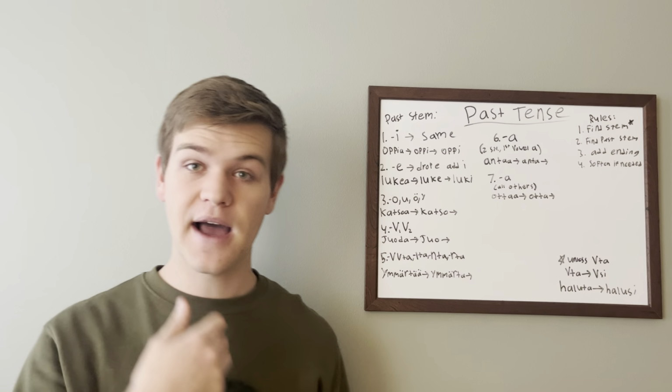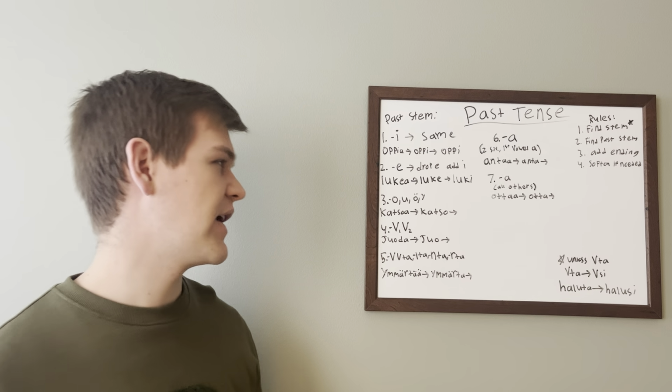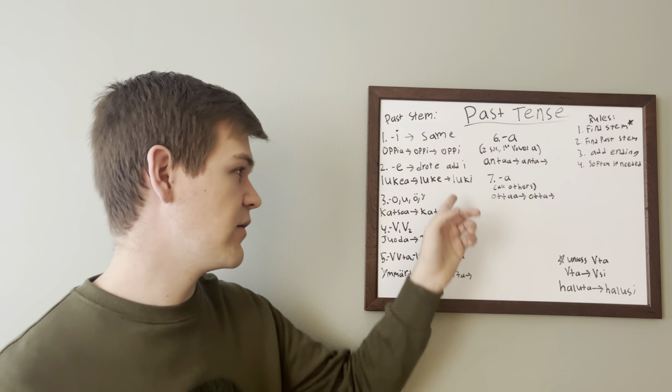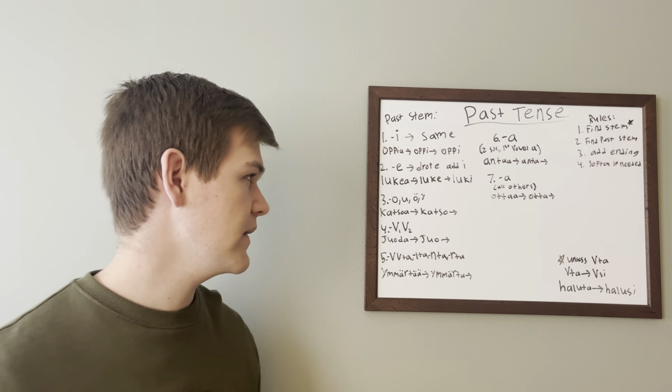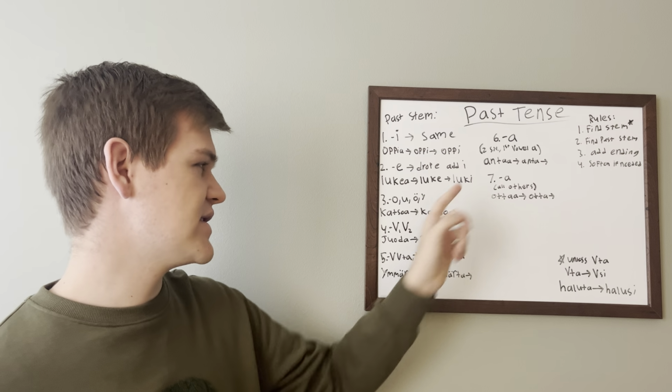Or if I want to say I read, then I would add an N onto the end of here, and I'd have to soften that K. K softens to nothing, so we get luin. So I read is mina luin. So yeah, that's how that works. The E just changes to the I.